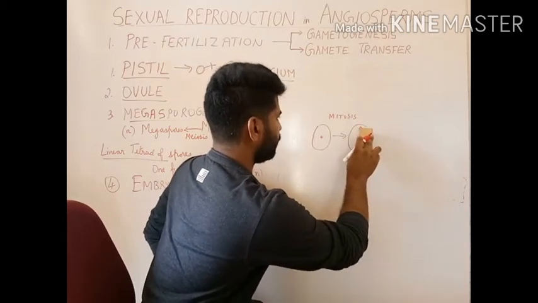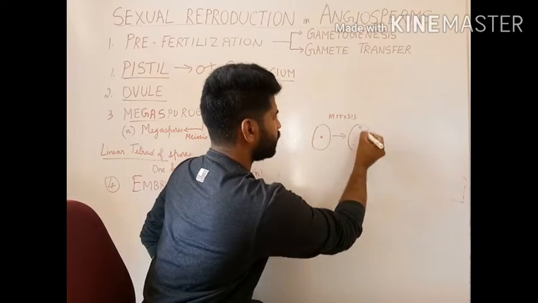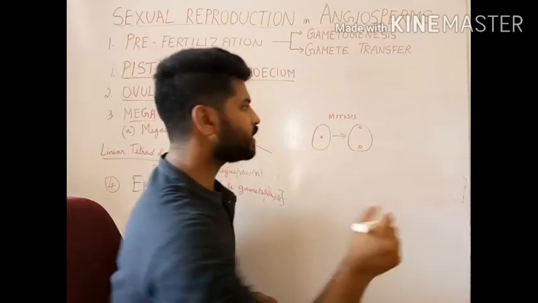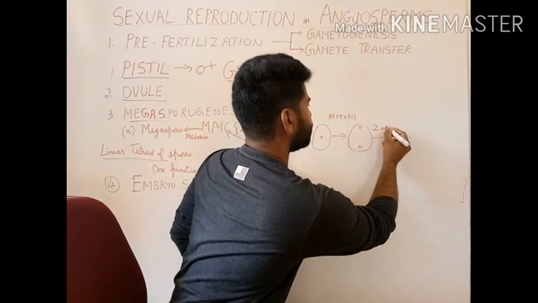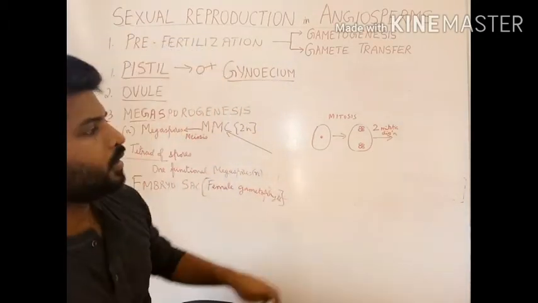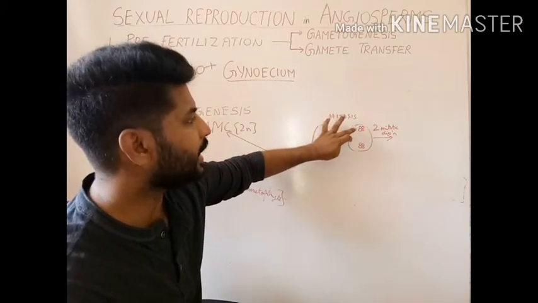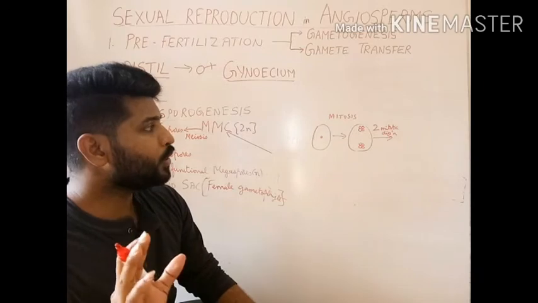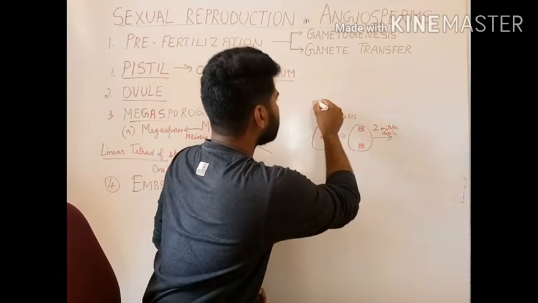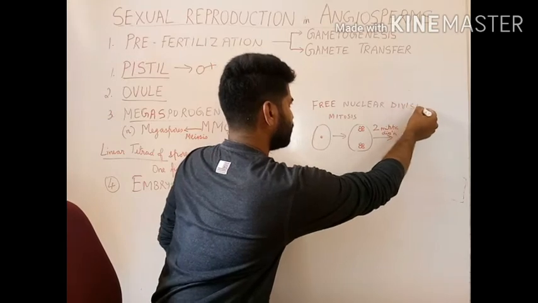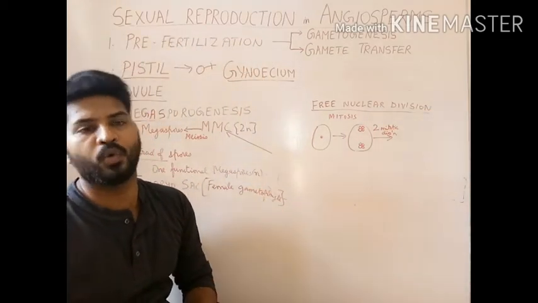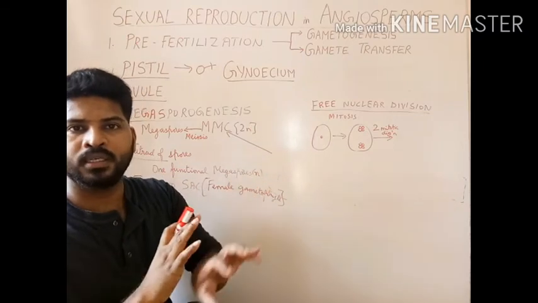The nucleus will migrate to the opposite pole. Step number 2. Later, these nuclei further undergo 2 more mitotic divisions. Now, the megaspore contains 8 nuclei. The point to understand here is that all these divisions are called free nuclear divisions. That is, the division of the nucleus is not followed by the formation of a cell wall. The nucleus will divide, but cell wall formation does not take place.